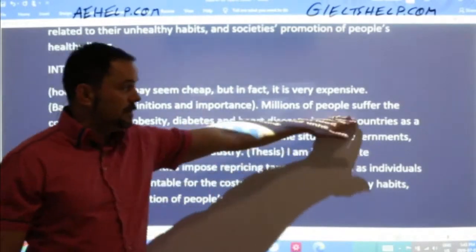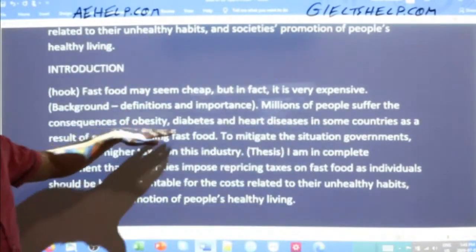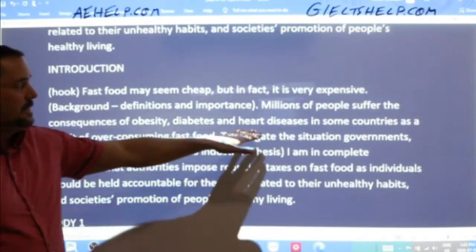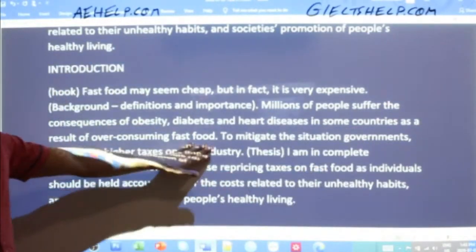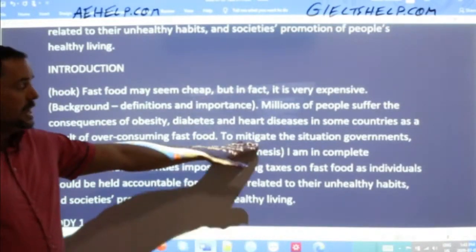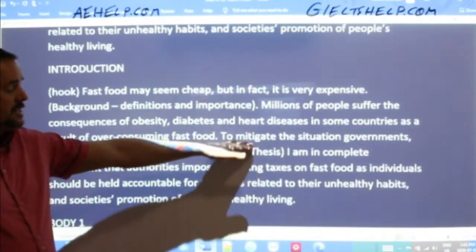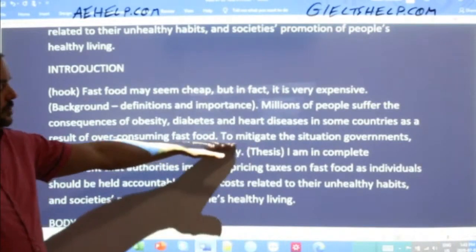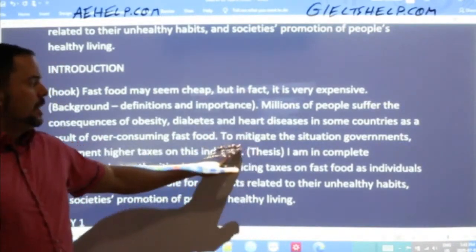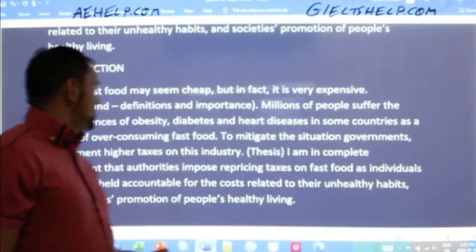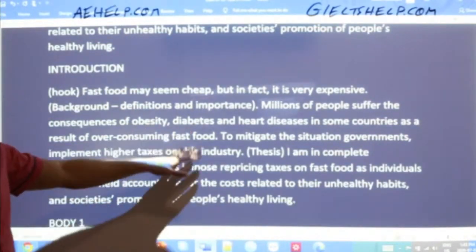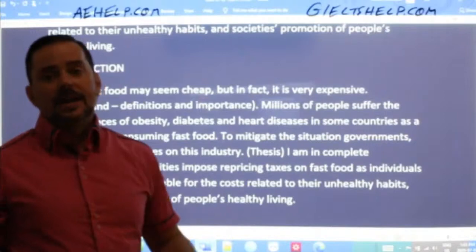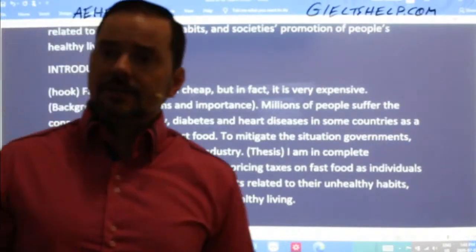Okay, millions of people suffer the consequences of obesity, diabetes, and heart disease in some countries as a result of over-consuming fast food. To mitigate is just another fancy way to say control. To mitigate or manage. To mitigate the situation, governments implement higher taxes on this industry. Okay, so again, definition reflecting the question.